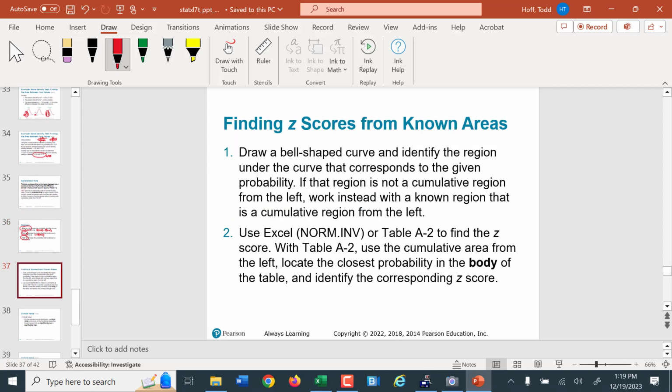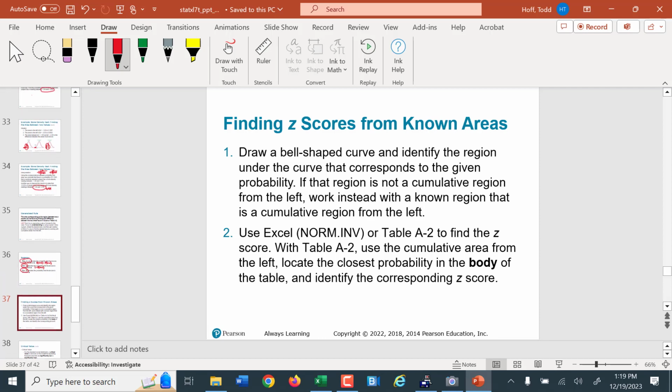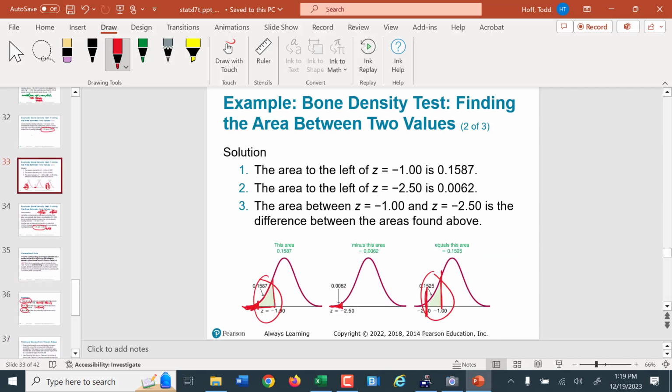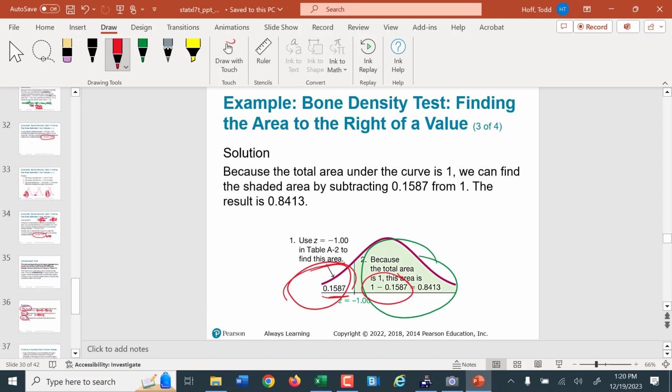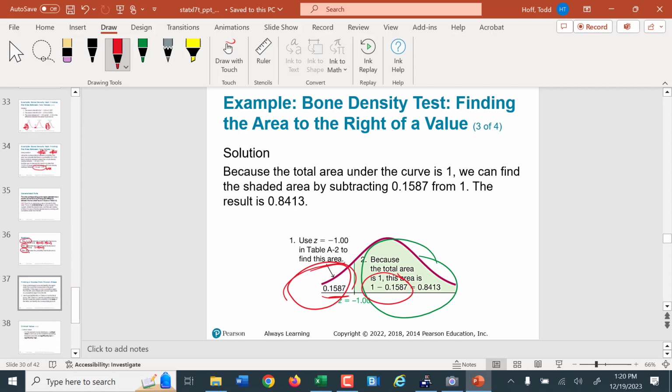Some little hints: make sure you sketch out the drawings like we did here. This one helps to figure things out, even this one. It helps you understand, remember, the table and Excel are always giving you the probability to the left, so you know if you have to look up just that probability, or do you have to do the complement and subtract it from 1. Those little sketches go a long way to help understand what's going on.